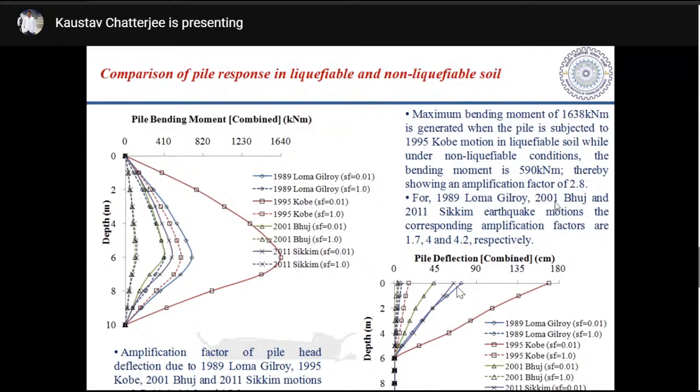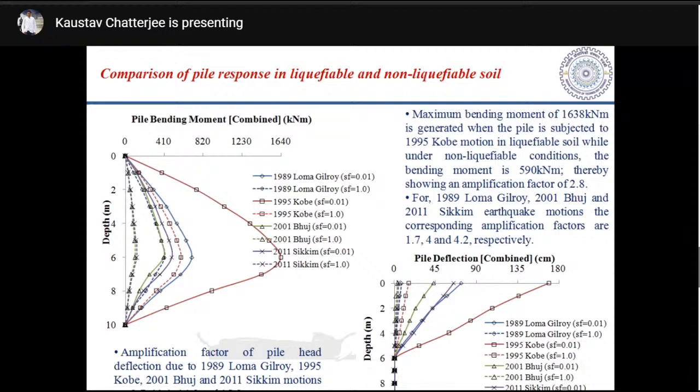Similarly, for Loma Gilroy, Bhuj, and Sikkim, this amplification factor is 1.7, 4, and 4.2. Both deflection and bending moment have been amplified. Now the question arises: why is Kobe motion, which has a higher PGA, or a higher bed level acceleration, showing a lesser amount of amplification as compared to Bhuj and Sikkim motion?